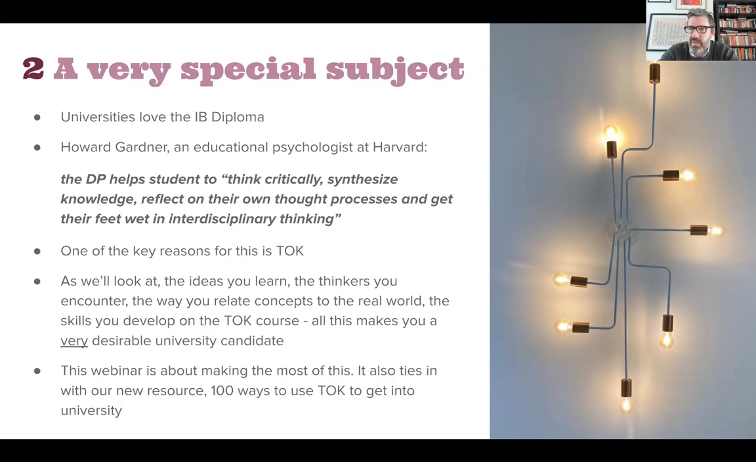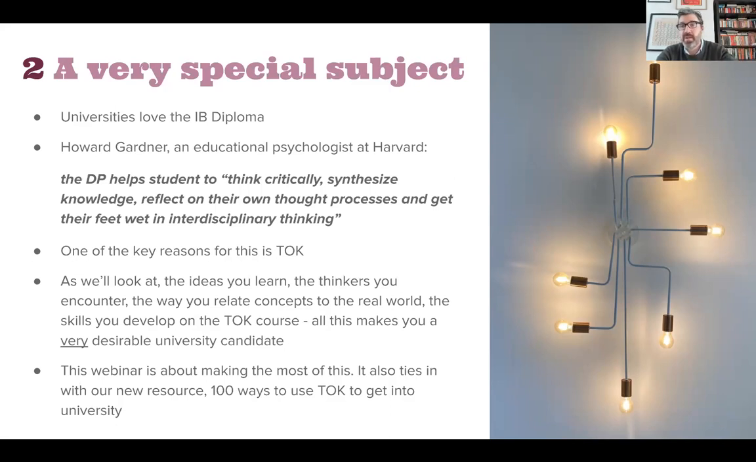Just a quote there from someone not from Cambridge, but from Harvard, in another Cambridge, the duplicate Cambridge, if you like. Howard Gardner says the DP helps students to think critically, synthesize knowledge, reflect on their own thought processes, and get their feet wet in interdisciplinary thinking. Now, I use that quote because I think it's a great summary of not just the DP, but the TOK course. I think this is exactly what we do. This is exactly what universities are looking for.